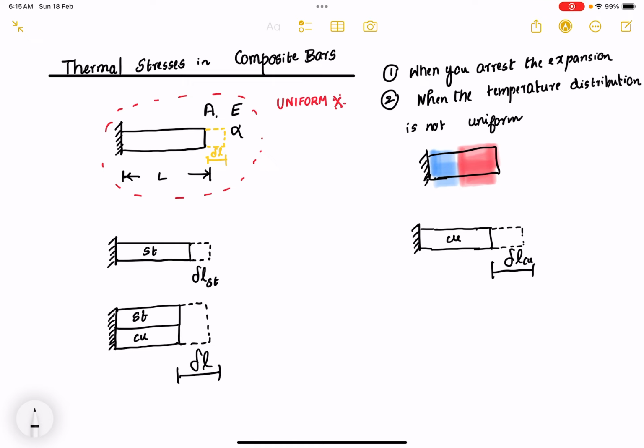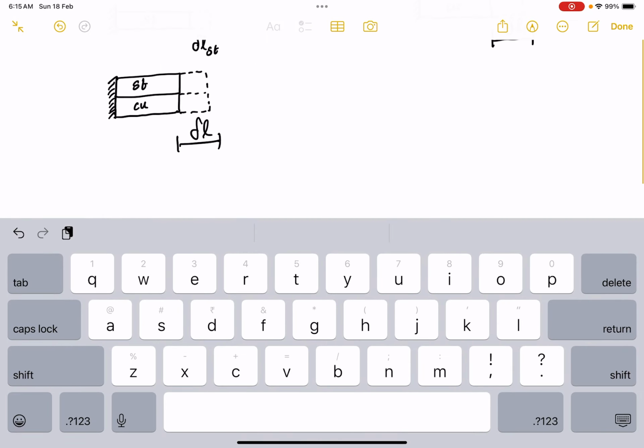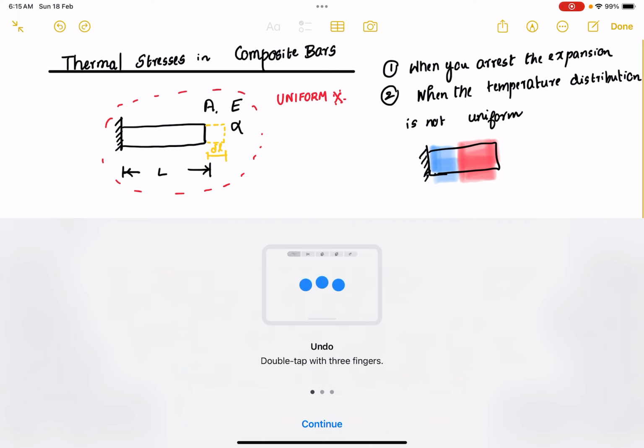Now let us see what will be our first equation. Now, if you look at the expansion of steel, steel should have expanded more compared to the individual expansion of steel.